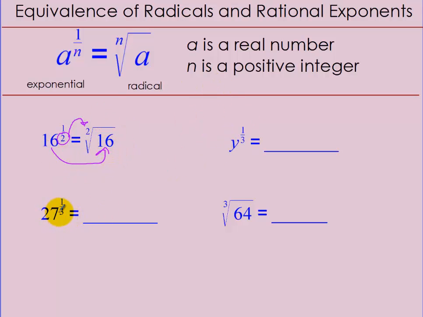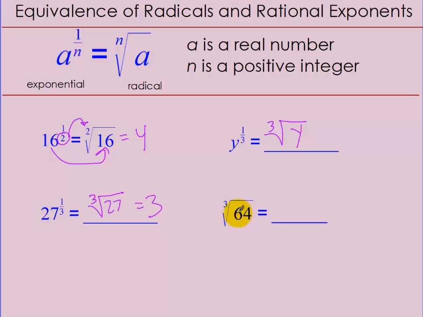I can write this down here, 27 to the 1/3 power. That's going to be the cube root of 27. And if you want to simplify that, that goes down to 3. And this up here went down to 4. y to the 1/3 power would be the cube root of y.